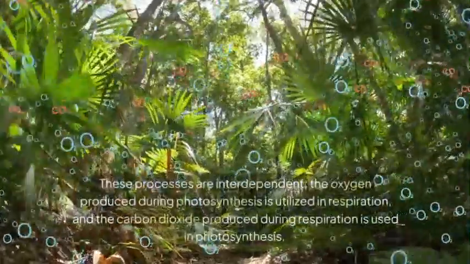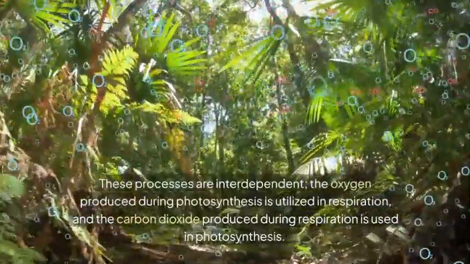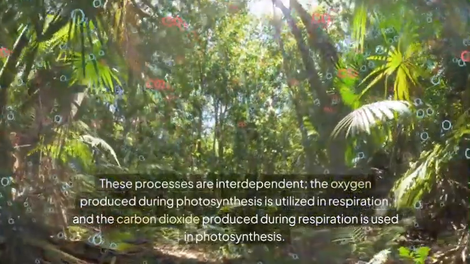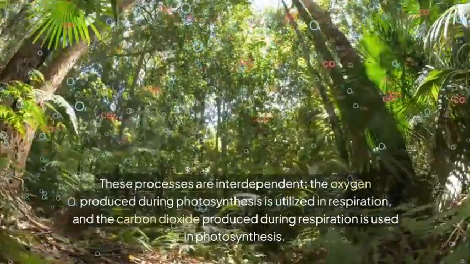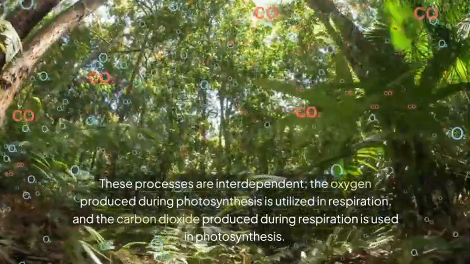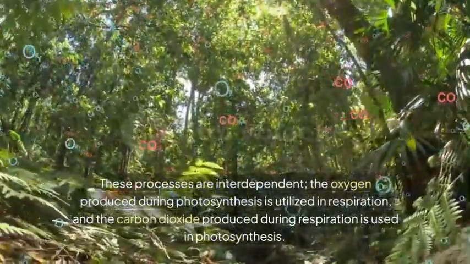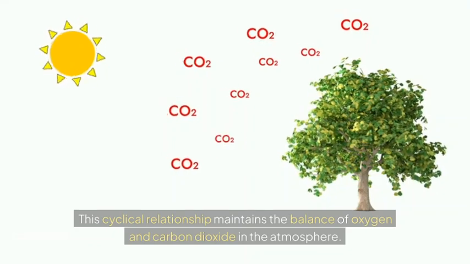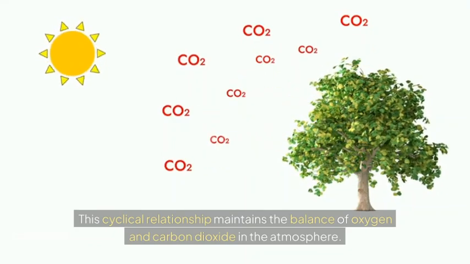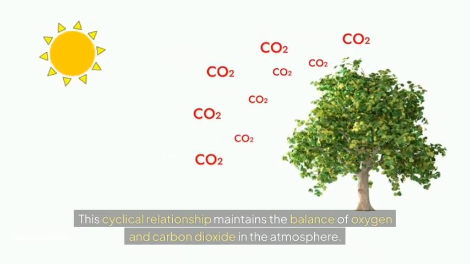Relationship: these processes are interdependent. The oxygen produced during photosynthesis is utilized in respiration, and the carbon dioxide produced during respiration is used in photosynthesis. This cyclical relationship maintains the balance of oxygen and carbon dioxide in the atmosphere.